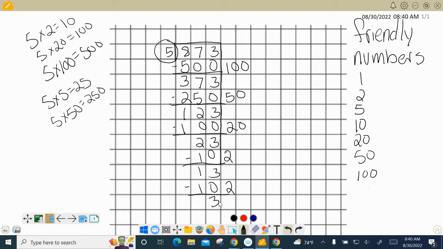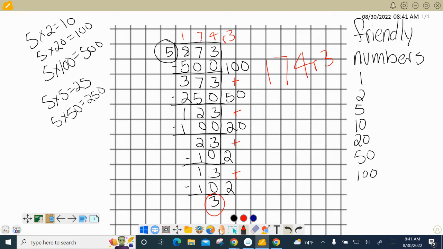This might look a little bit longer than traditional long division, but in reality, it's a little bit easier because we're just subtracting and adding instead of having to do much with division. In order to find our answer, we add up all of our friendly numbers. We've got 100 plus 50 is 150, plus 20 is 170, plus 2 is 172, plus 2 is 174, and we have our remainder of 3. So our answer to 873 divided by 5 is 174 remainder 3.